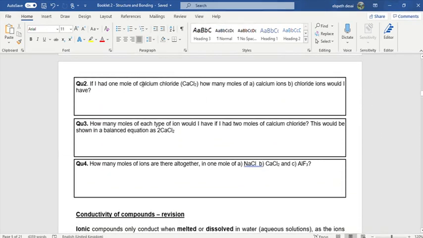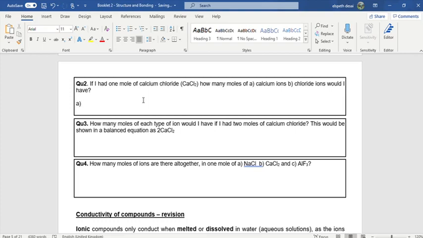If I had 1 mole of calcium chloride, CaCl2, how many moles of A calcium ions and B chloride ions would I have? So every calcium chloride unit is made up of 1 calcium and 2 chloride ions. So if we have a mole of calcium chloride, see if you can answer this, pause the video if you want.